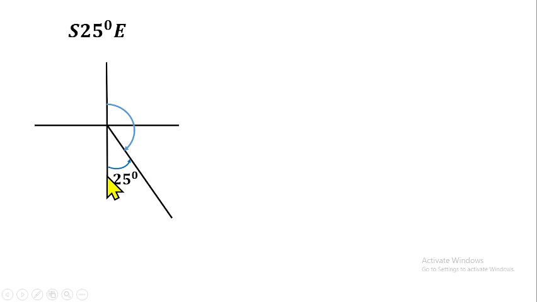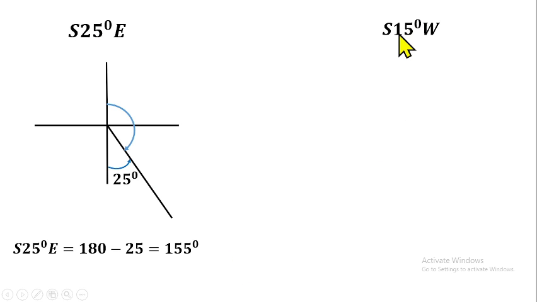If from here to here is 180 degrees, from the north to the south is 180 degrees, and from here to here is now 25, how do we get from here to here? I want you to answer that question. That means you are going to remove 25 from 180. So 25 degrees southeast will give us 180 minus 25 equals 155 degrees in 3-digit bearing. So this is equal to this in 3-digit bearing.